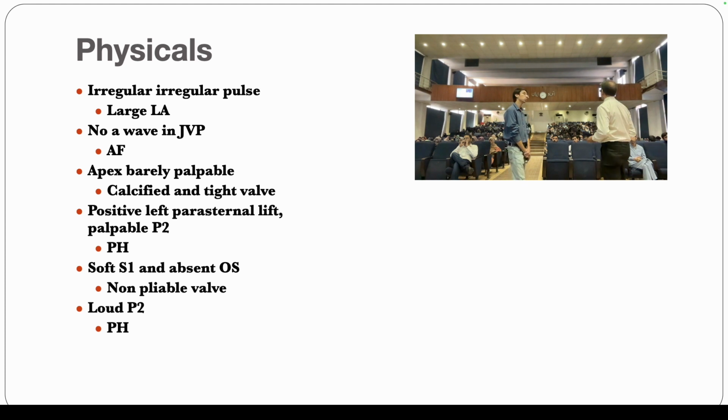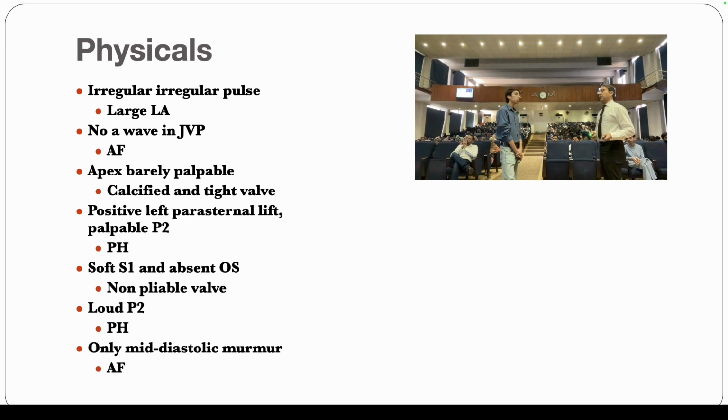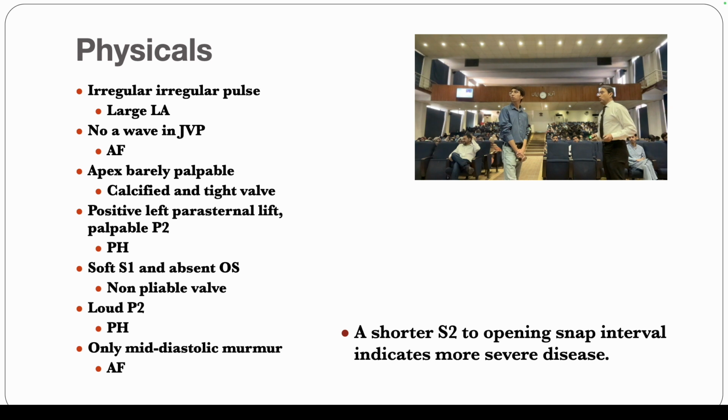The patient has developed pulmonary hypertension. The valve is not pliable. This valve cannot be opened with balloon valvotomy. This valve will need to be replaced. Only mid-diastolic murmur, no late systolic accentuation means atrial fibrillation. A shorter S2 to opening snap interval indicates more severe disease.